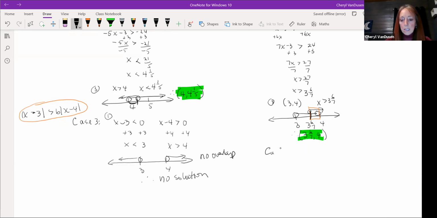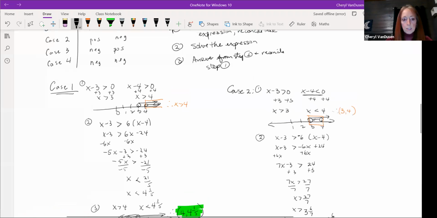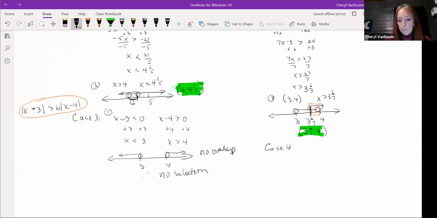Okay, last case, case number 4 then. Take a sneak peek. It's negative and negative. Oh yeah, I should know that. So step number 1, x minus 3 is less than 0. X minus 4 is less than 0.